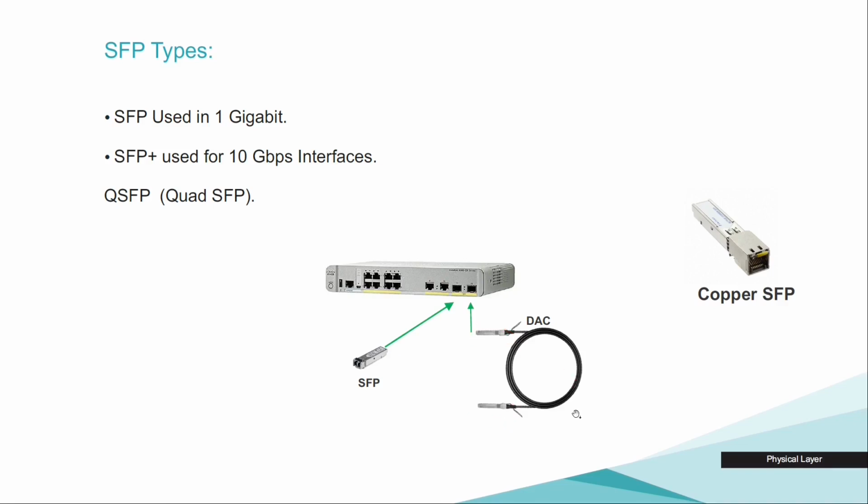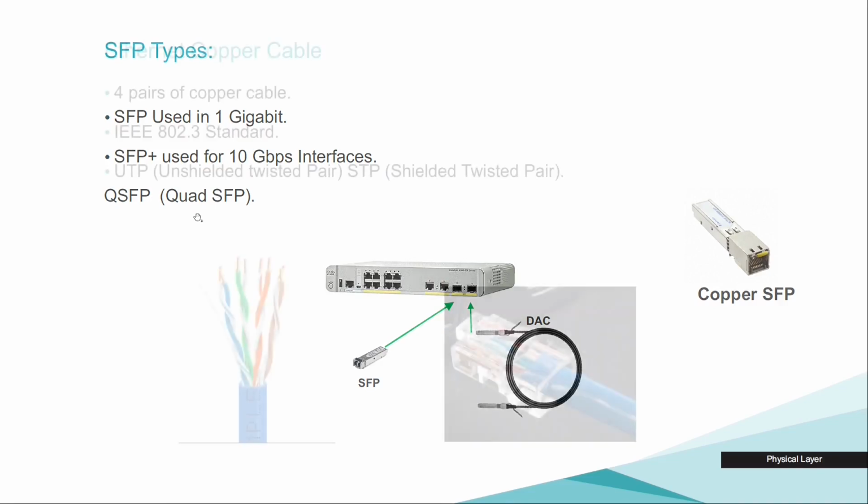The SFP comes in copper and also in fiber. We have a 1 gigabit SFP. We have an SFP plus, which is a 10 gigabit per second SFP. And we also have the quad SFP, which is a 40 gig SFP.